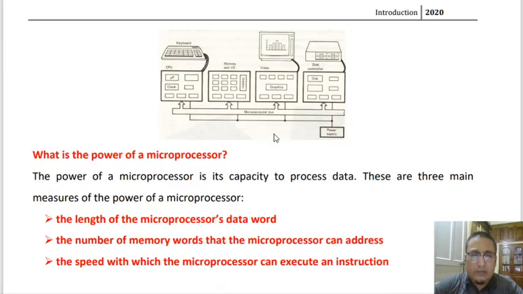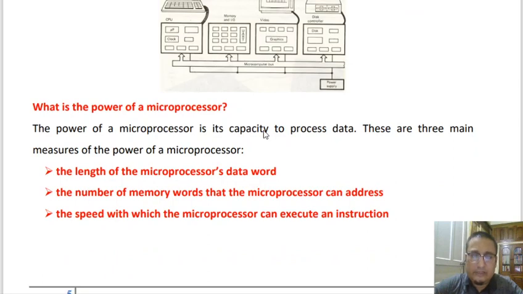Now let us try to understand what determines the capability of the microprocessor, or what is the power of a microprocessor. There are three important measures on which the capability or the power of the microprocessor depends. The first factor is the length of the microprocessor's word. Greater the length of the word, greater will be the volume of data that the microprocessor processes. Second one, the number of words that the microprocessor can address. Greater the number of words that the microprocessor can address, greater will be the reachability of that microprocessor.